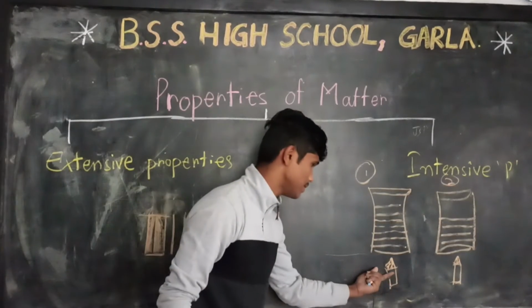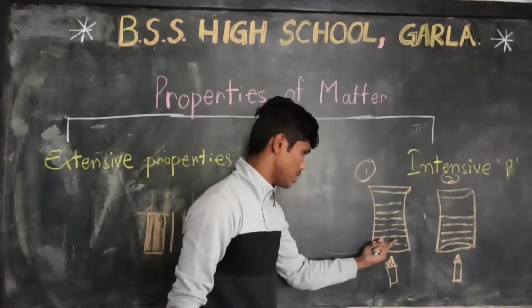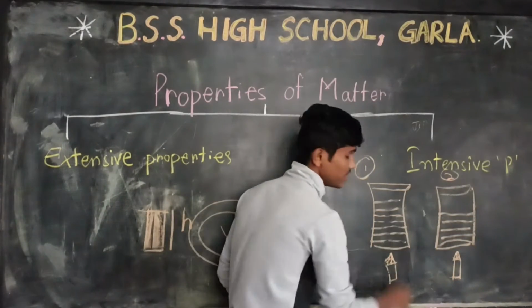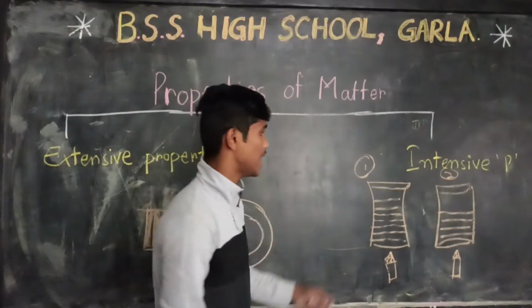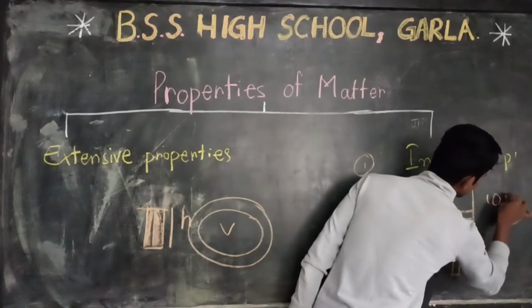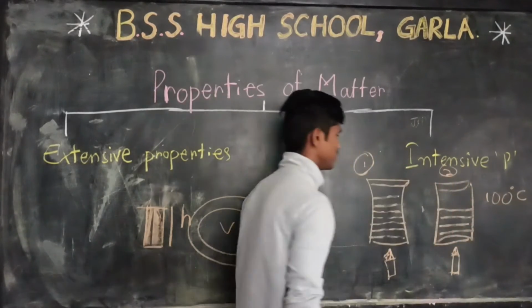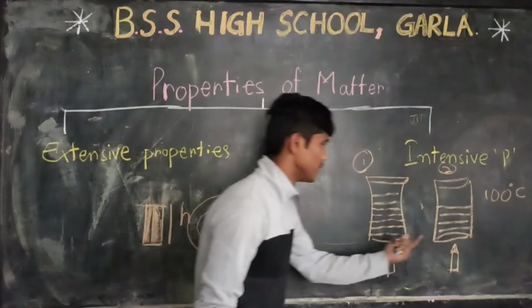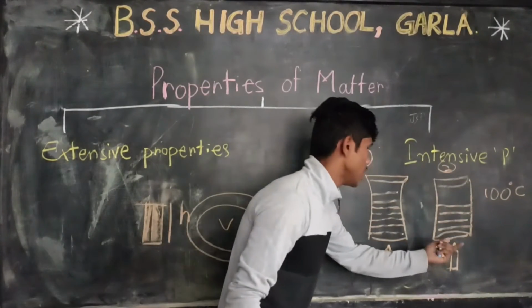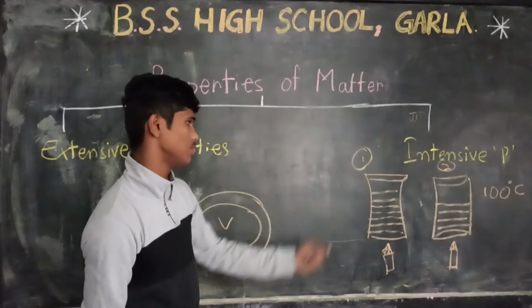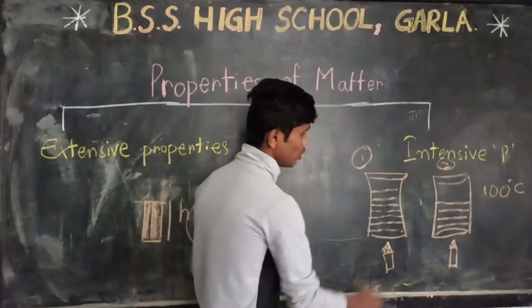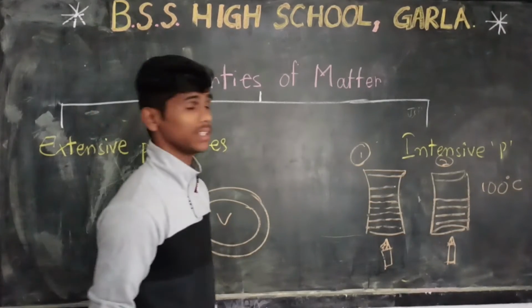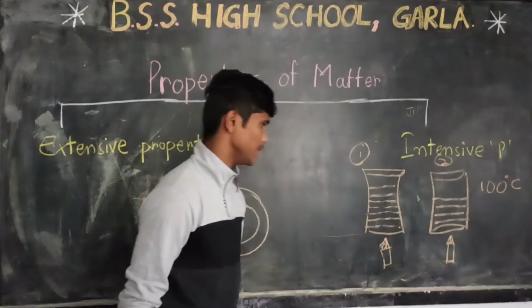So what will happen? If we boil the water, it will vaporize. What is the normal boiling point of water? 100 degrees Celsius. If you boil beaker number 1 and beaker number 2, the boiling point is the same, 100 Celsius. So boiling point is an intensive property. We will look at some other examples of intensive properties.